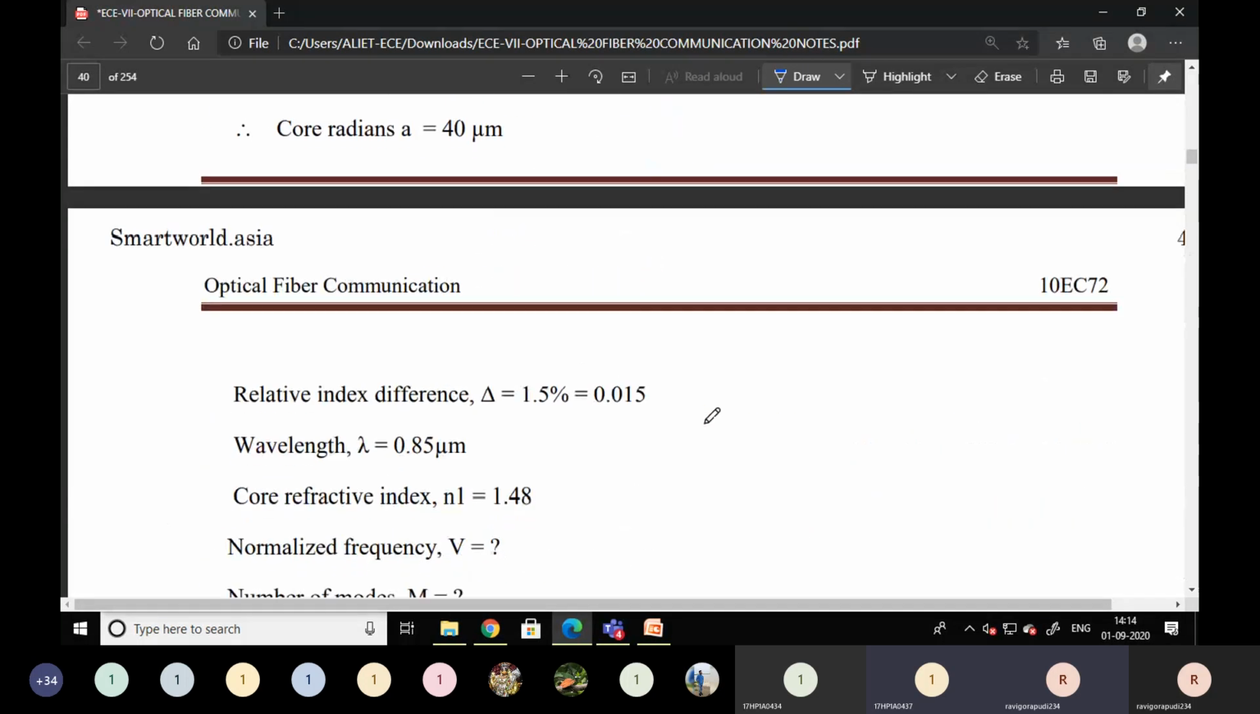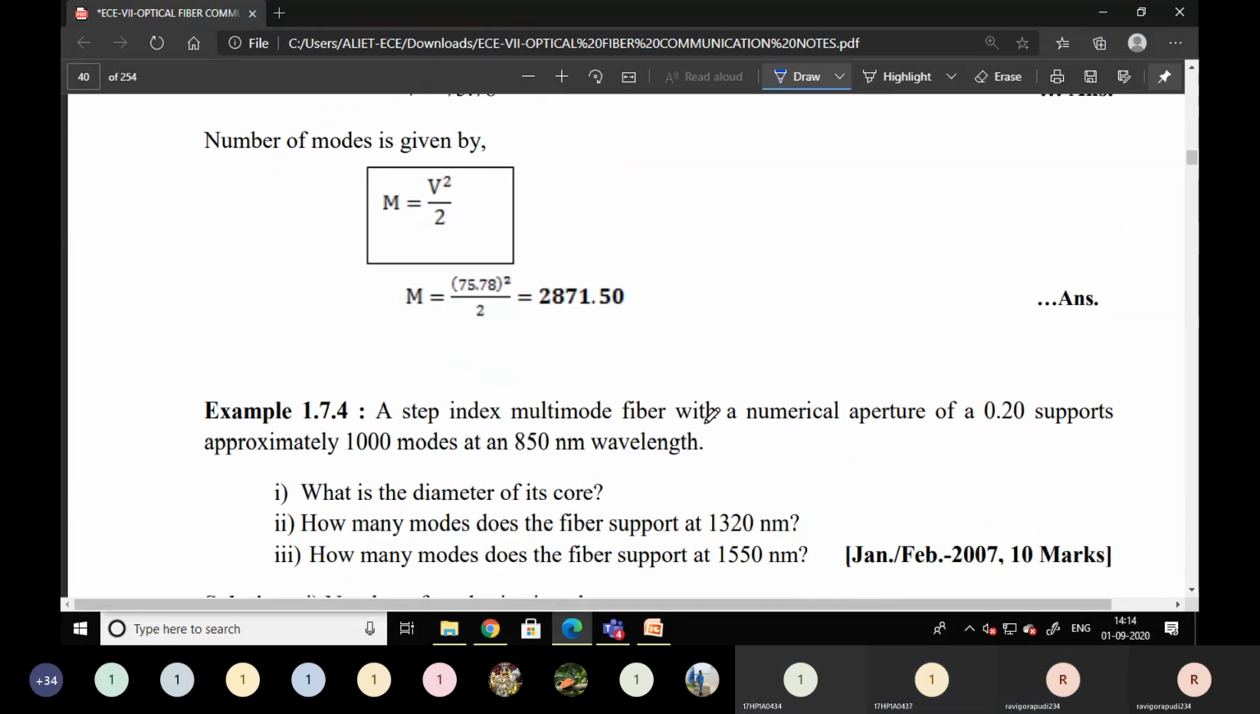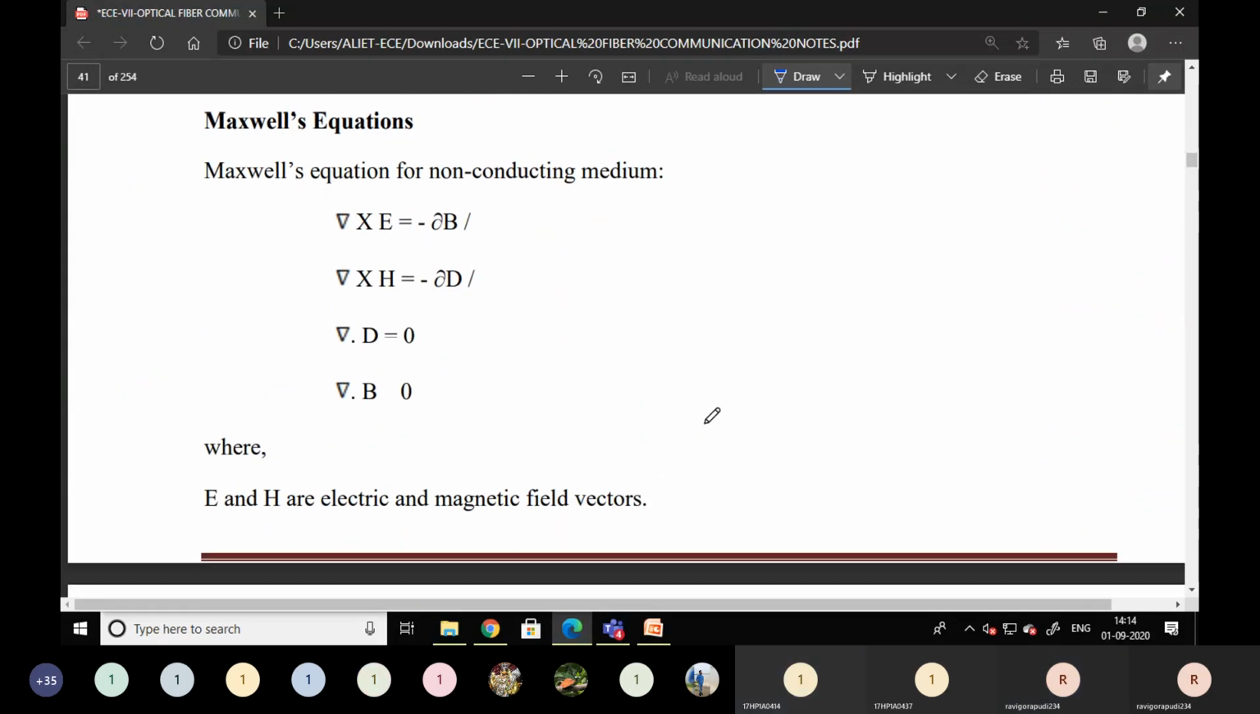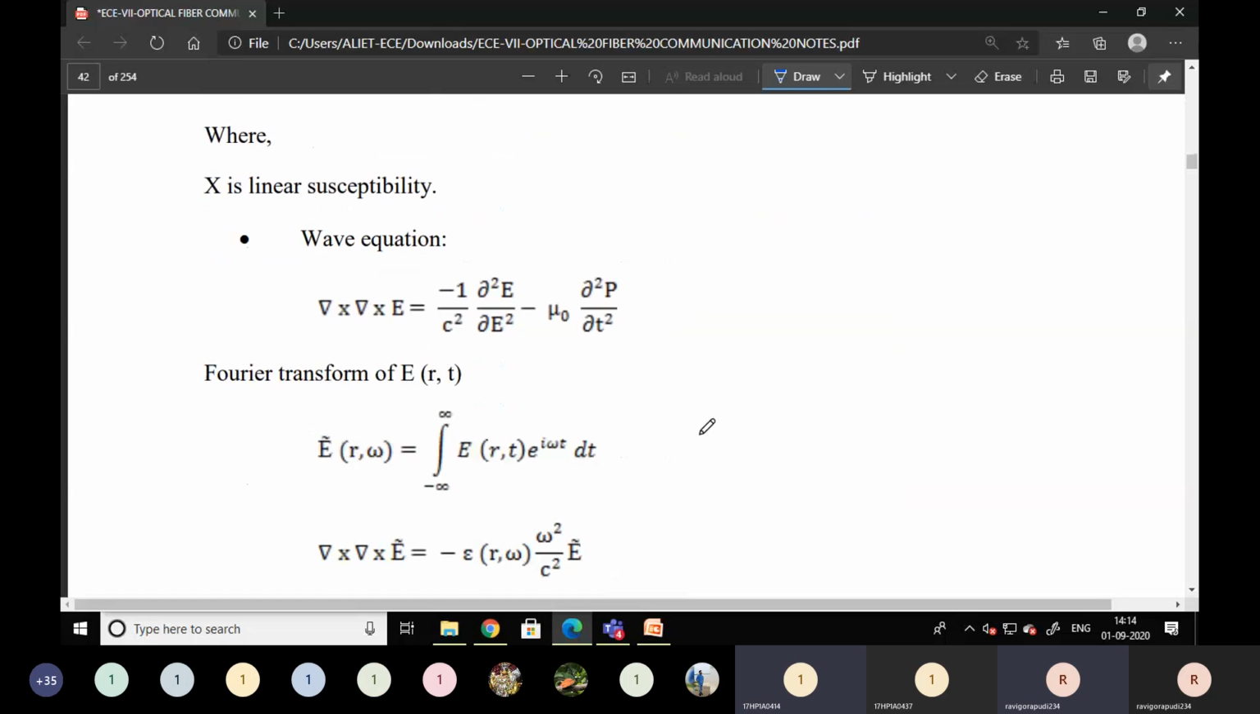The next problem. Go for the next problem. I will dictate that. All of you write down. Third, next problem. Calculate number of modes. Write down all of you this problem. Next problem, I think the third one.